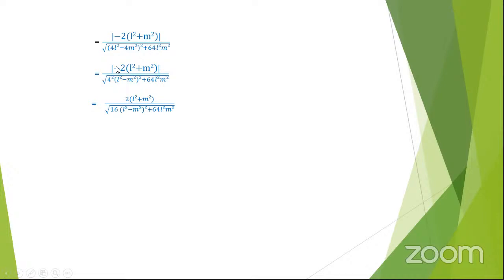Mod of a negative is nothing but positive. So we are taking it out of mod and writing it as 2 into (l square plus m square) by under root of 4 square, which can be written as 16 (l square minus m square) whole square plus 64 l square m square. And 2 into (l square plus m square) by 16 into (l square plus m square) whole square plus this one can be written as, as we are taking 16 common, 16 fours are 64, so 4 l square m square.